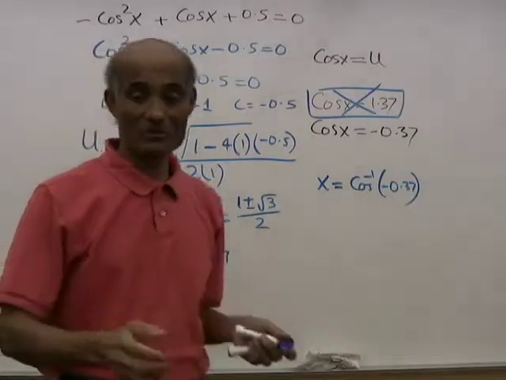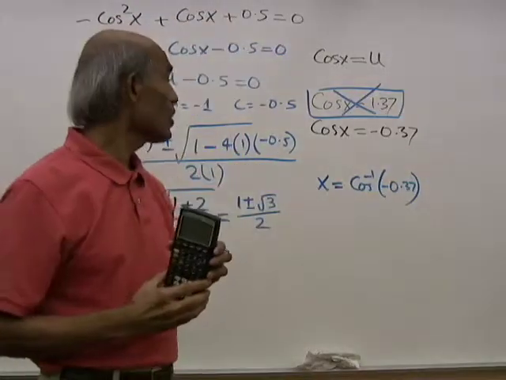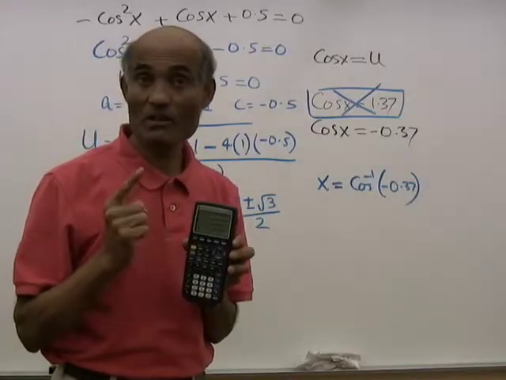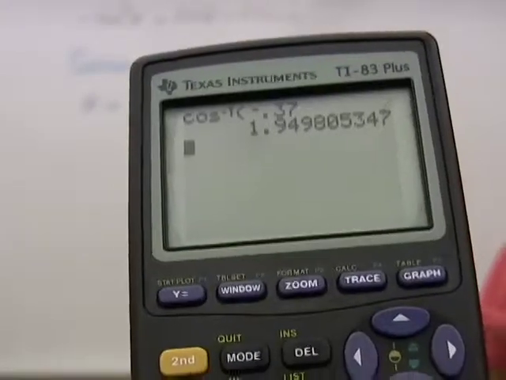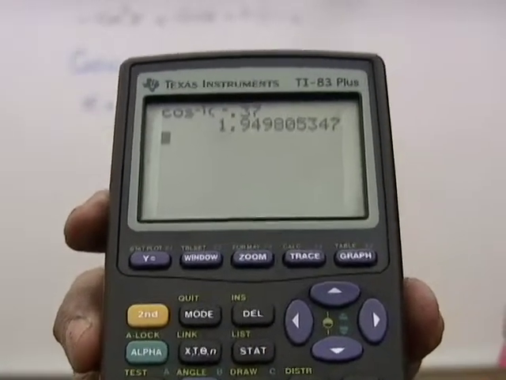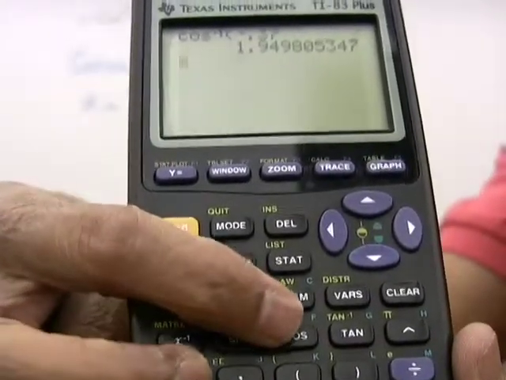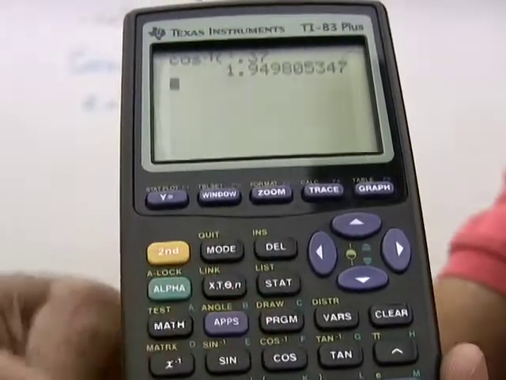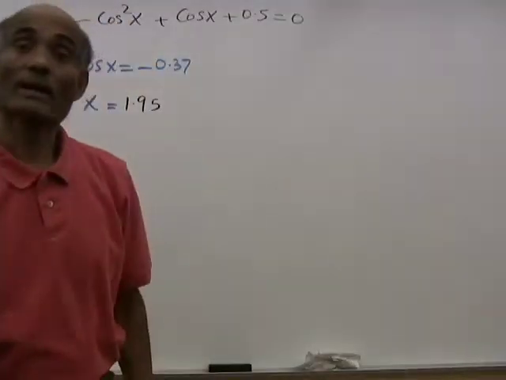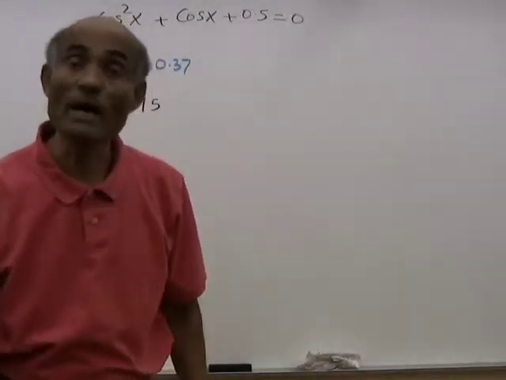Well, how do you find that? Go and use your calculator. x equal to cos inverse of negative 0.37. Remember, make sure that your calculator is on radian mode. This is what you get. Cos inverse of negative 0.37 is 1.95, let's say. And if you don't know where to go for that, it is second cos that will give you cos inverse. Okay? Well, if we got x equal to 1.95, well, can we stop here?